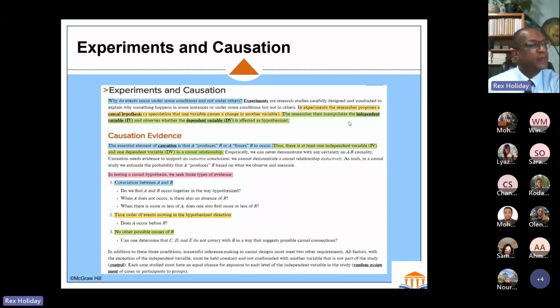Okay, I'll give you a hint here. Okay, so the researcher then manipulates the independent variable. So this is something that you can control, and then observes whether the dependent variable is affected as hypothesized.